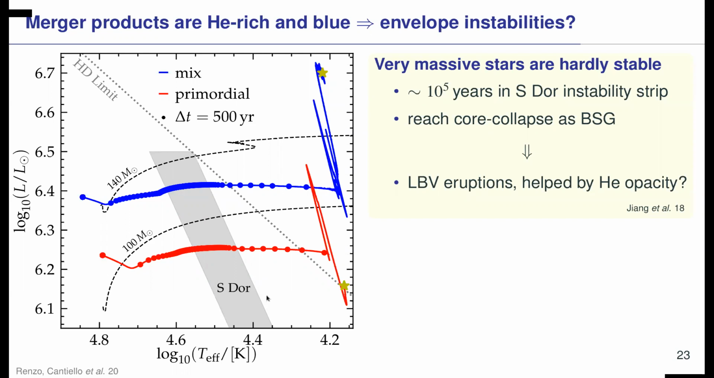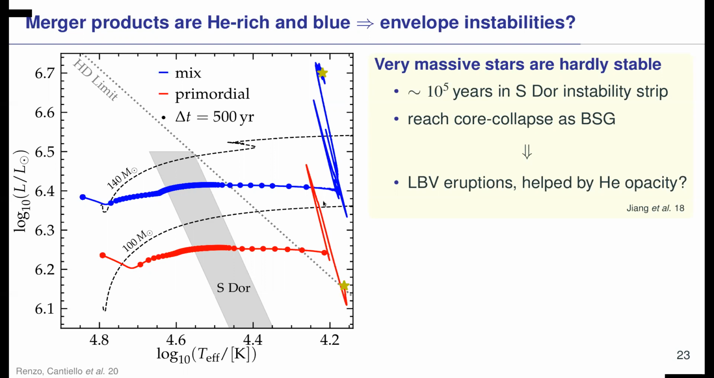This is the S Doradus instability strip, which is an observational part of the HR diagram where we see stars undergoing luminous but variable eruptions, these big eruptions where stars have huge mass loss rates. And then afterwards, these stars evolve beyond the Humphreys-Davidson limit, this dotted line, which is again a region of the HR diagram where we don't observe stars. And people think this is either because they spend very little time there or because when they enter this region of the diagram, they become unstable. And this is what is happening in these stars.